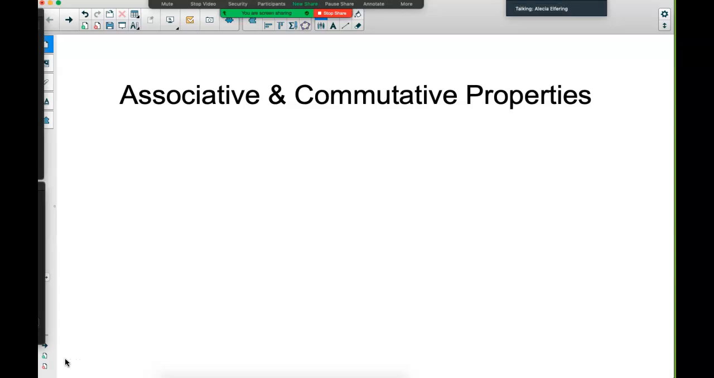Okay, associative and commutative properties. What property did we talk about yesterday? We talked about the distributive property. So we've covered the distributive property, and now we're going to talk about the associative and the commutative property. And we're going to add one other property in there. It's called the substitution property, but it's really easy.